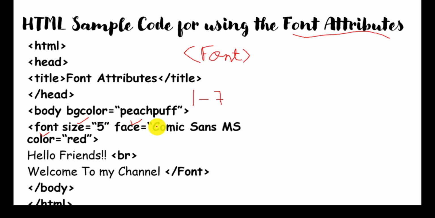For example, Arial. I have written here Comic Sans MS, and one mistake I made here: the double quotation marks are not closed, so they should be closed. This is a font style like Arial, Times New Roman. I have written Comic Sans MS. And the font attribute color changes the color of the text, and this is the same as we did in our last lecture. So let's see how it works.